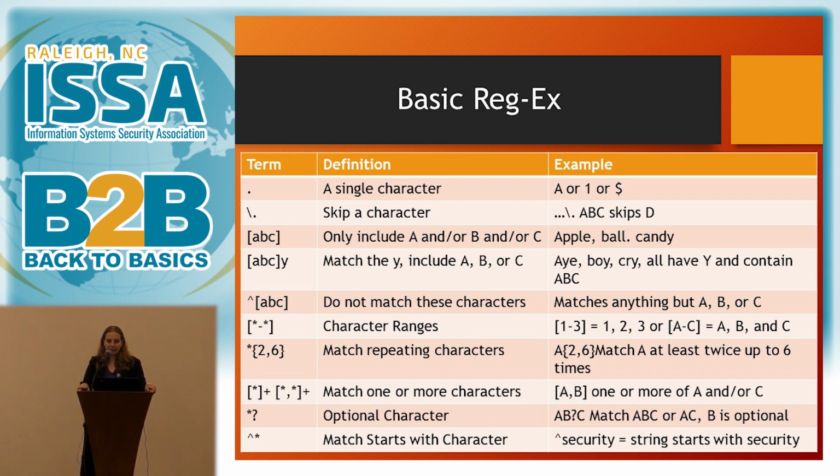And then we have the caret, brackets, ABC. Says don't match anything but ABC. And some of the nice things are you can just do, like here you have character ranges, where I use the star on the left side. 1 to 3, that's going to say, give me any value that has 1, 2, and 3 in it, or A through C, that's going to give me anything with a letter A, B, or C.